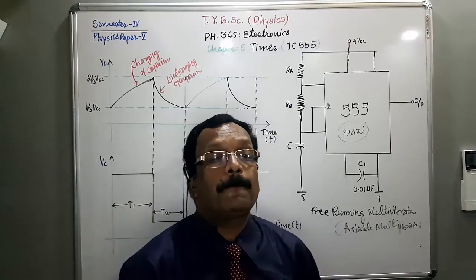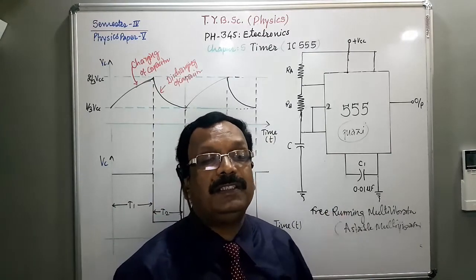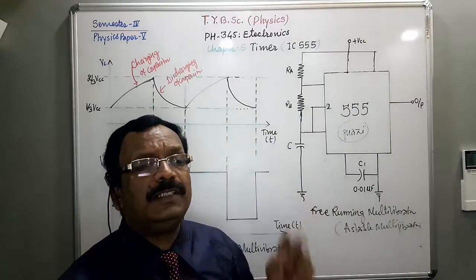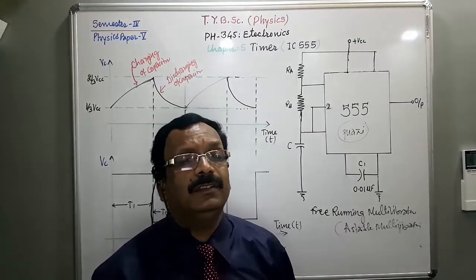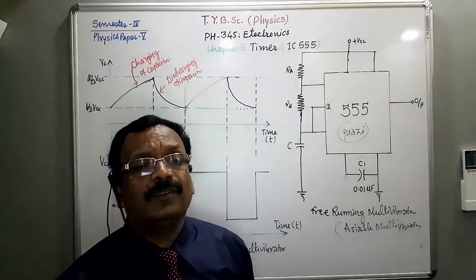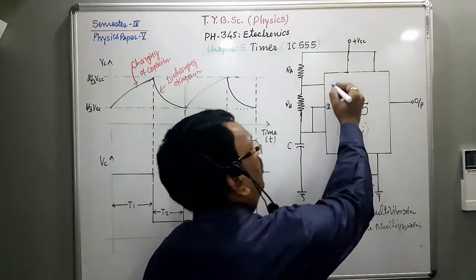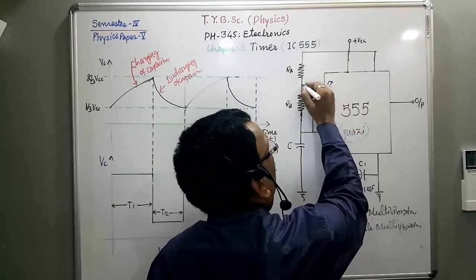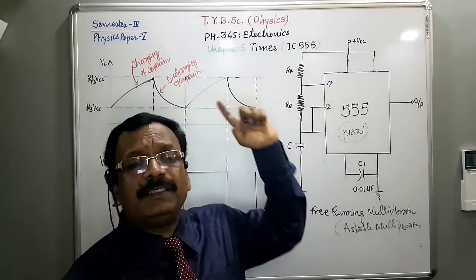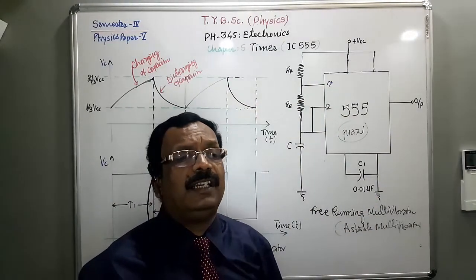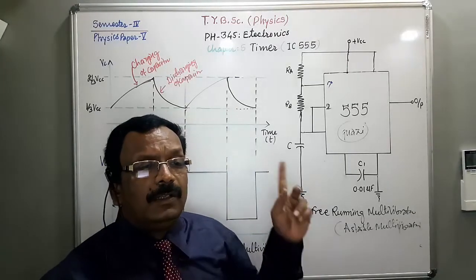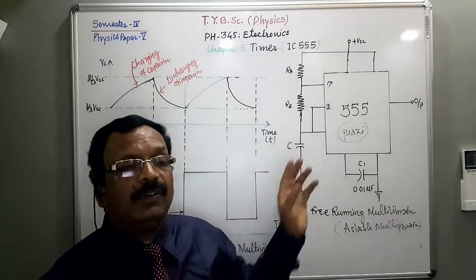Now there are two resistors, RA and RB, whose common junction is connected to pin number 7. This is nothing but the discharge terminal. An external capacitor is connected to this discharge terminal. The operation of this circuit is like this.